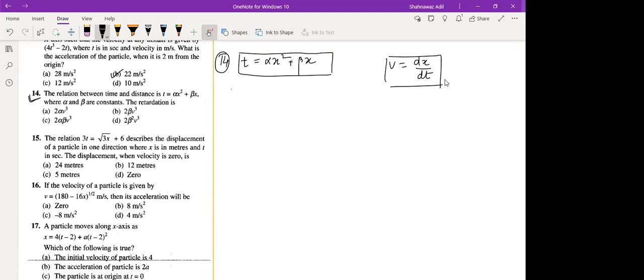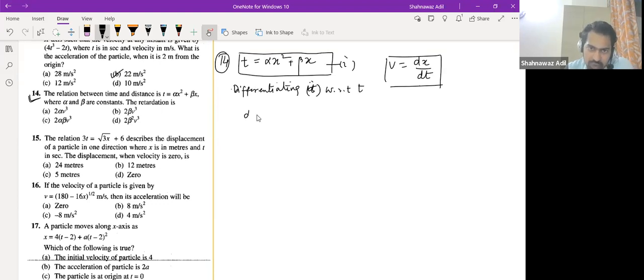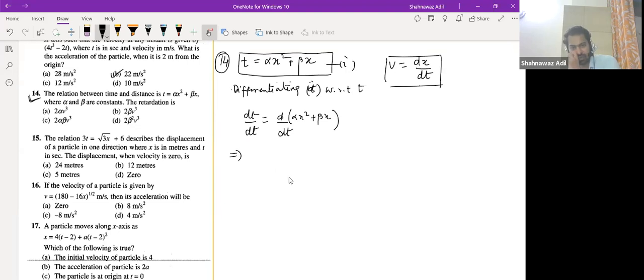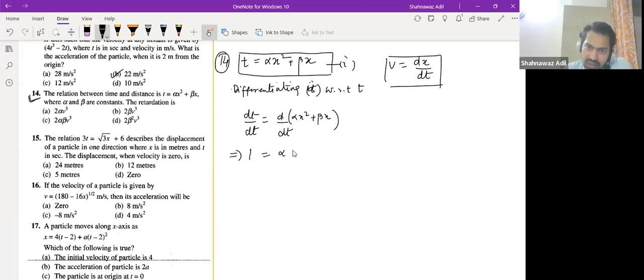Yes, sir. So what we do in here is that we simply differentiate all these terms by time. Differentiating the first equation with respect to time, on the left-hand side we have dt by dt, and then d by dt of the whole quantity, alpha x square plus beta x. So dt by dt is what, guys? 1. Then we take the alpha, so this is 2x and then dx by dt, and then this is simply beta dx by dt. So this is the answer.